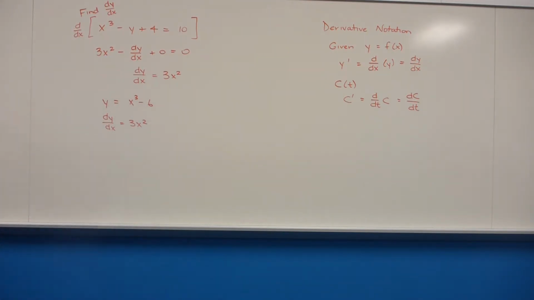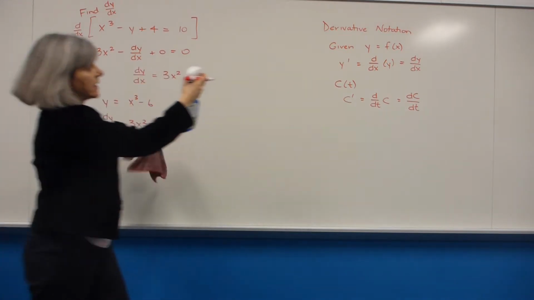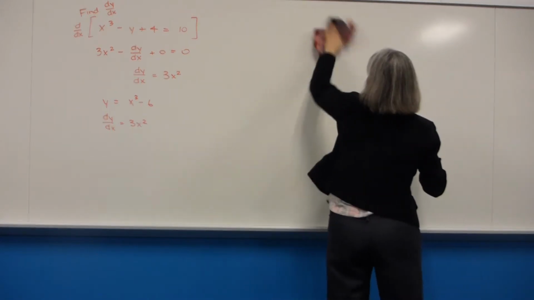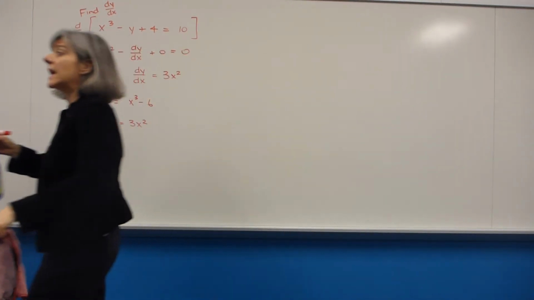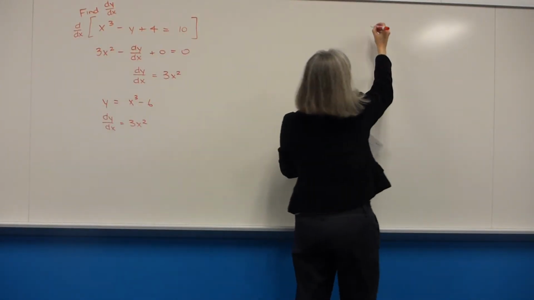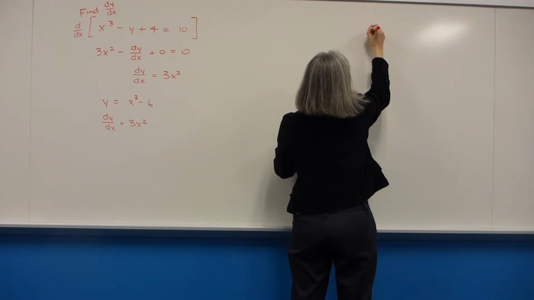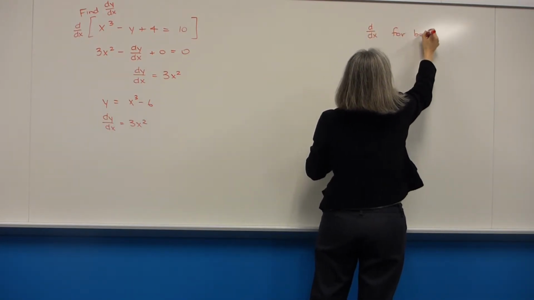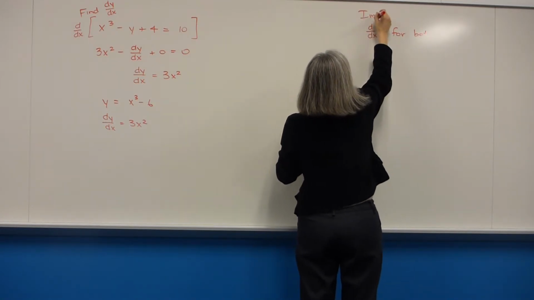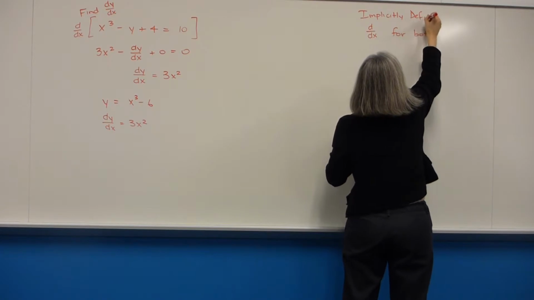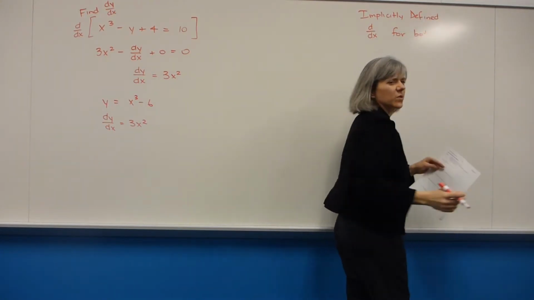Okay. So let's do another one. I'm going to come over here and write our list of instructions. Like when we were talking about that y plus ln of y, yes, we're going to do one like that. All right. So here's the deal. When we start with an equation that's implicitly defined, we're going to find d dx for both sides.